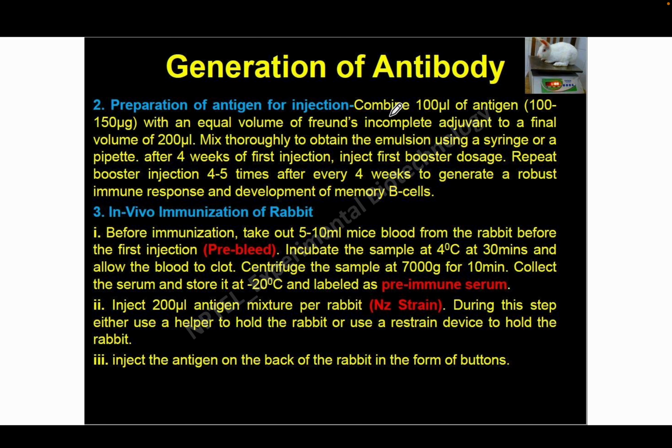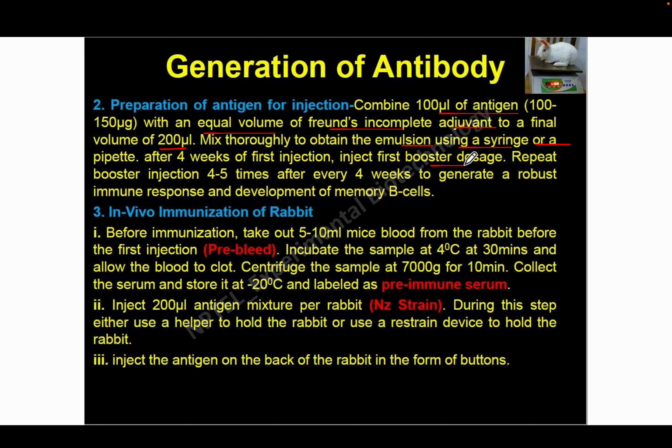So generation of the antibody: preparation of antigen for injection. Combine 100 microliter of antigen with an equal volume of Freund's incomplete adjuvant to a final volume of 200 microliter. So you are mixing antigen with the adjuvant to increase the immunogenicity. Mix thoroughly to obtain the emulsion using a syringe or a pipette. After 4 weeks of the first injection, inject the first booster dose.